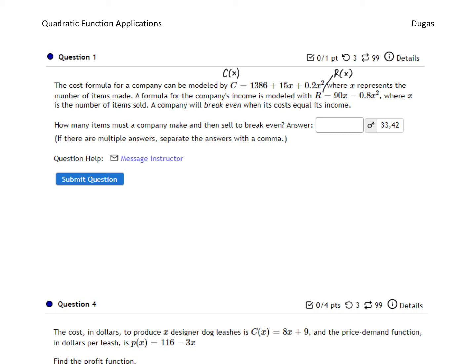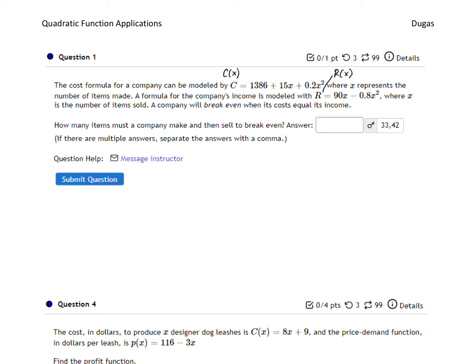So we have this cost function. So the C is the cost function and the R is the revenue function. So that's their income. X is the number of items sold. A company will break even when its cost equals its revenue. Its cost equals its income.